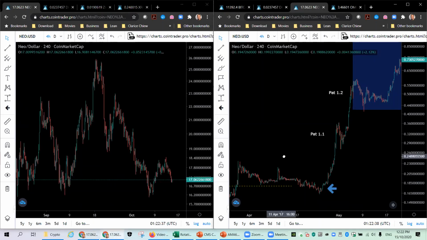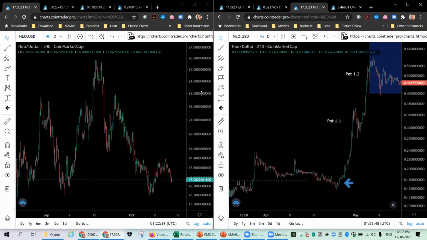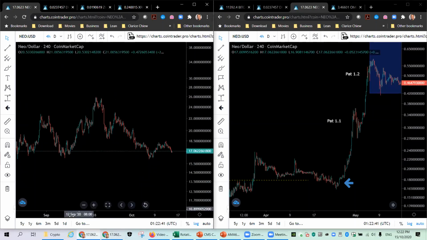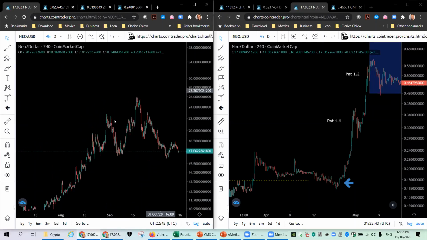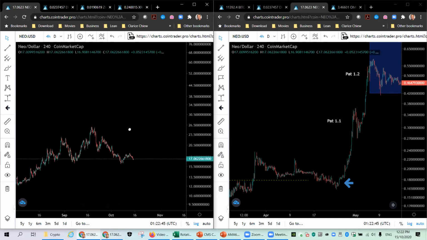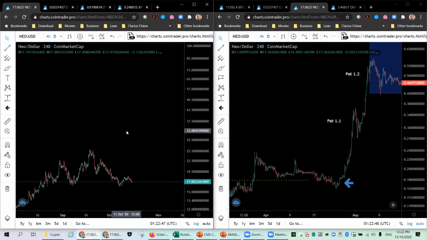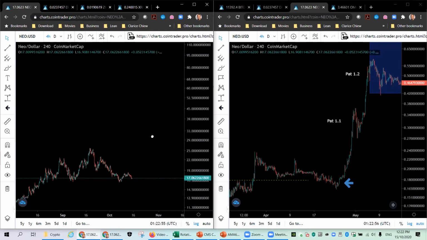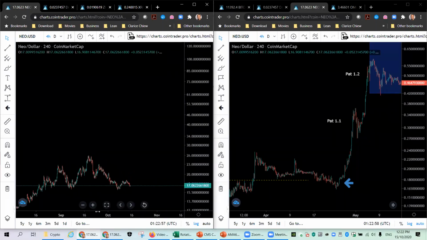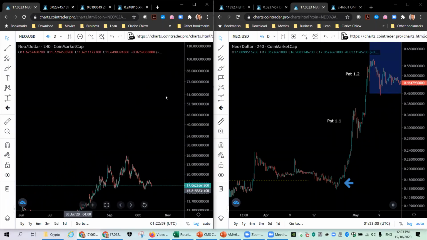That's where we are, I think. If you were to put it to scale, that's probably how it looks, right, at this point. So for it to go up quite high, right? So it's $100 or over, whatever that high it goes. We'll see. This pattern 1.2, right?